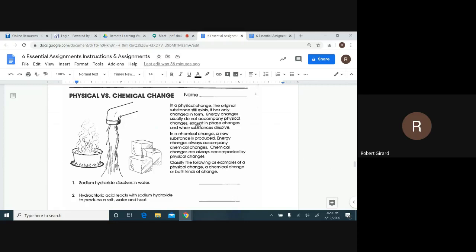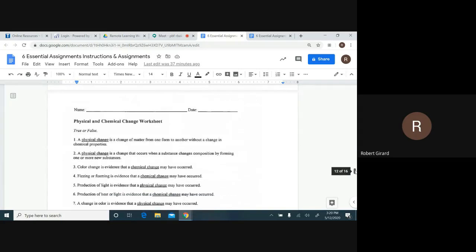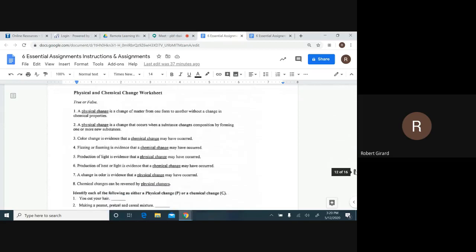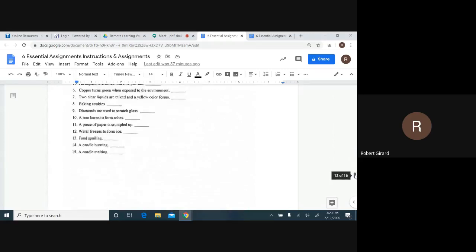But if you react something and you have new substances, that means that a chemical change has taken place. A simplified way to think of it is they will not go back the way they were. And that's what you're doing for these 2 pages. If it can be changed back, or you're just changing the appearance, it's physical. If you have a totally new substance, then you have chemical changes.